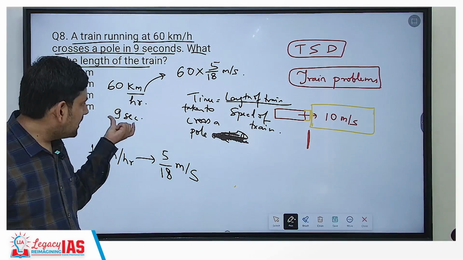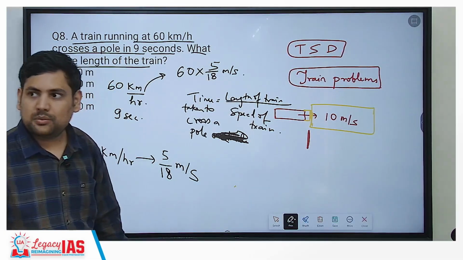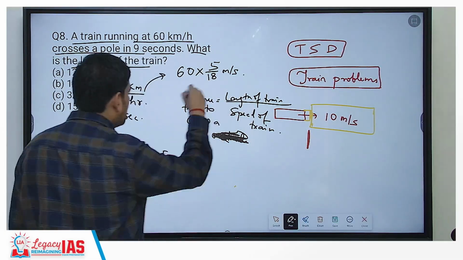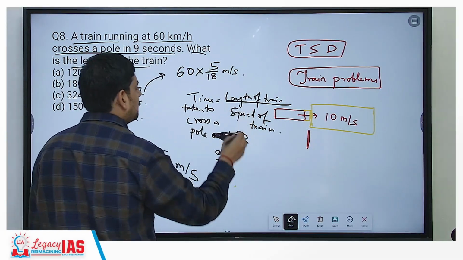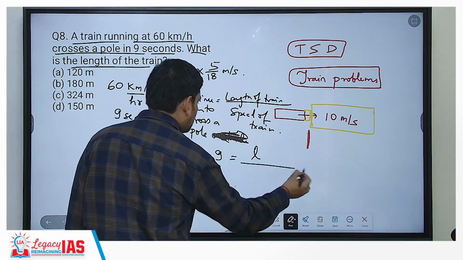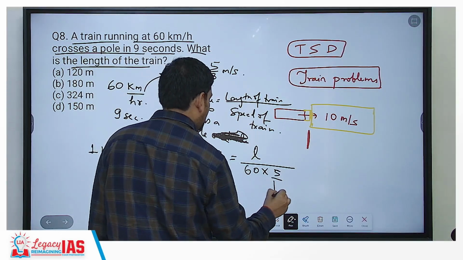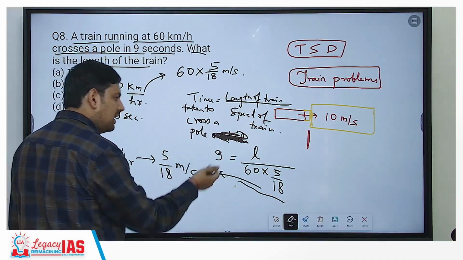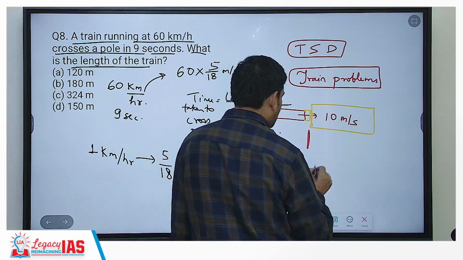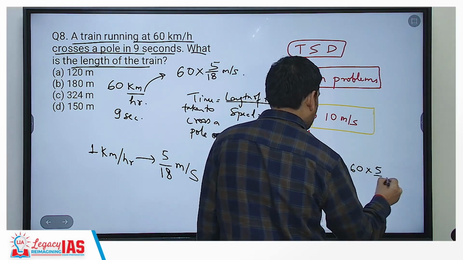Now this is the time that it is taking. This is the speed of the train. Length is asked from you, so easily you can get to this. Time taken to cross the pole is 9 seconds, so write 9 here. What is the length of the train? We don't know. This is what we have to find. Speed of the train is 60 into 5 by 18. Now I can send this whole thing to the other side in multiplication. So this will become L is equal to 9 into 60 into 5 by 18.